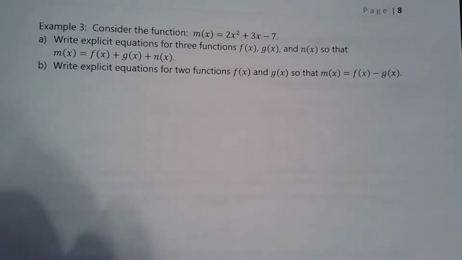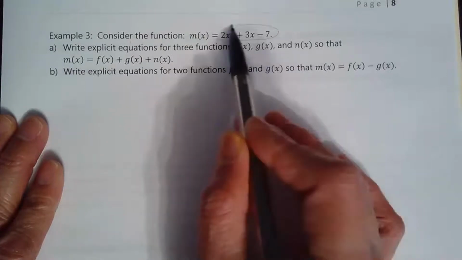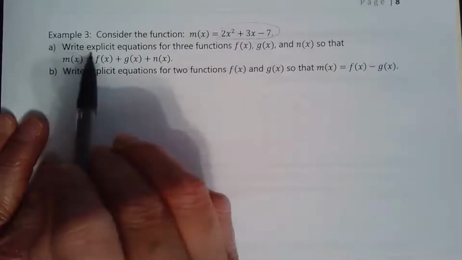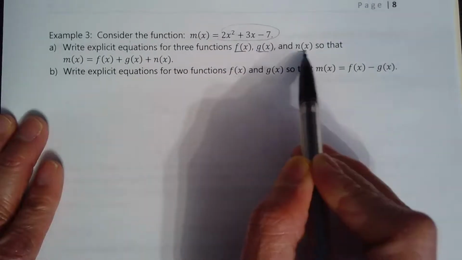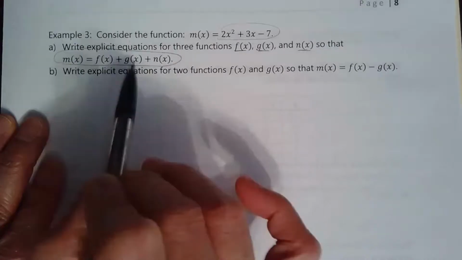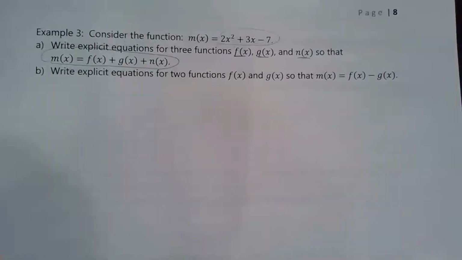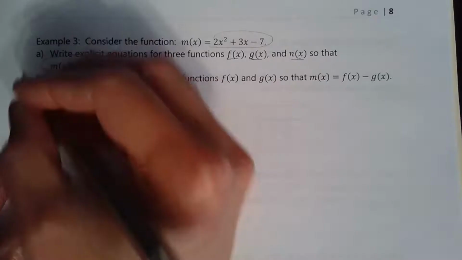It says here, consider m of x, which is 2x squared plus 3x minus 7. Write explicit equations for 3 functions, f of x, g of x, and n of x, so that m of x could be the sum of these 3 individual functions. So this one here, many possibilities. So we'll take a look at letter A.